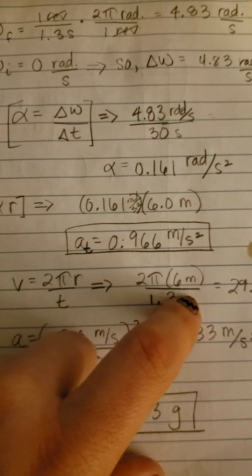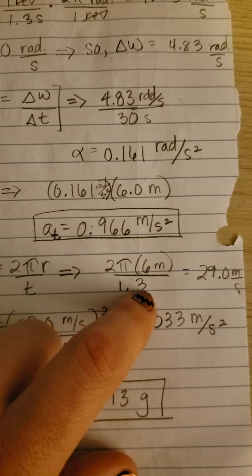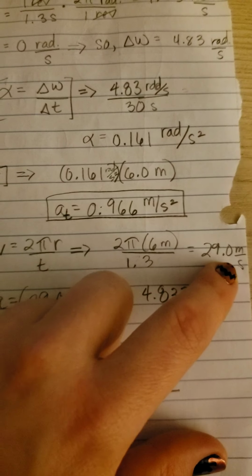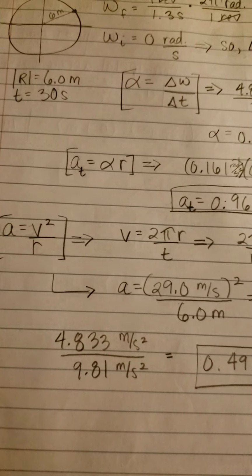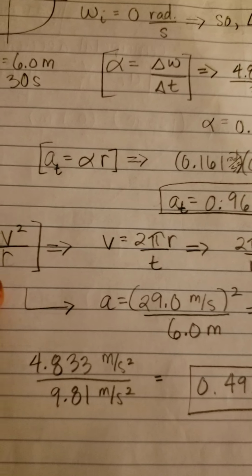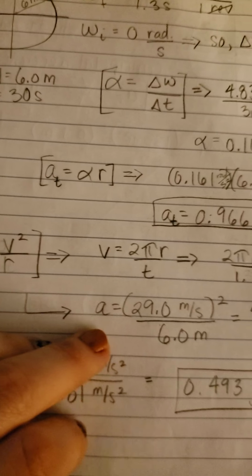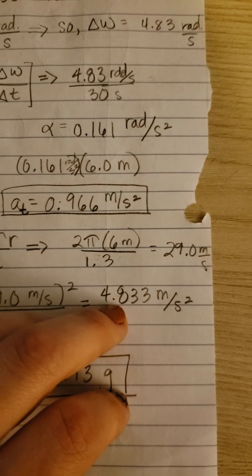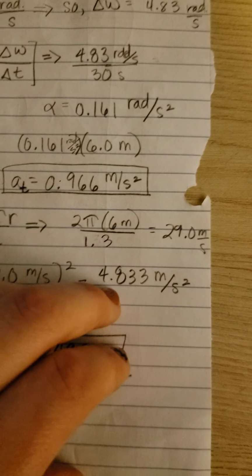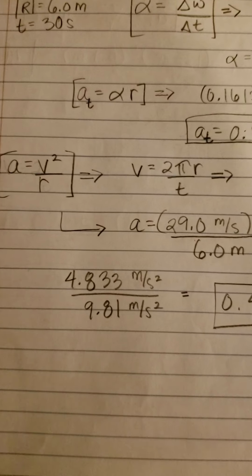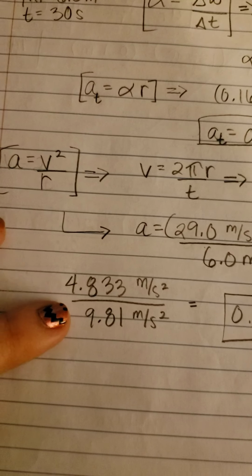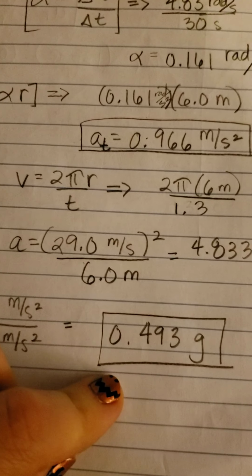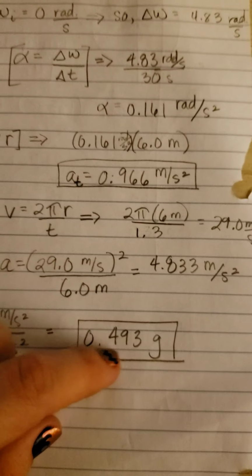We know he's 6 meters, our radius. We know 1.3 seconds is the time, and we get 29.0 meters per second for his final velocity. So now we can plug that in to find his acceleration. Acceleration is 4.833 meters per second squared, and now we just want to divide that by the gravitational acceleration, and we find that acceleration is 0.493 g's.